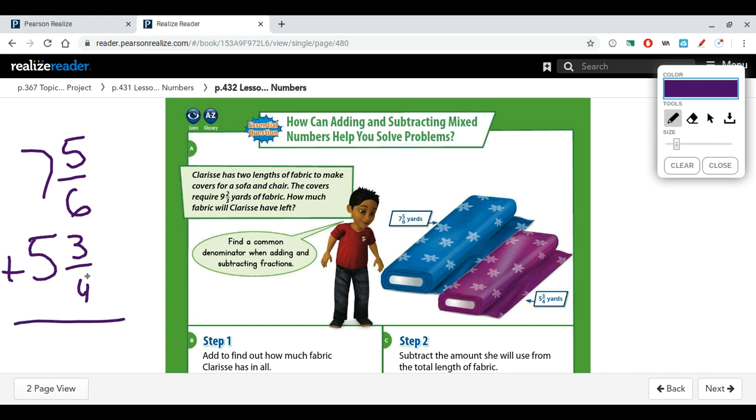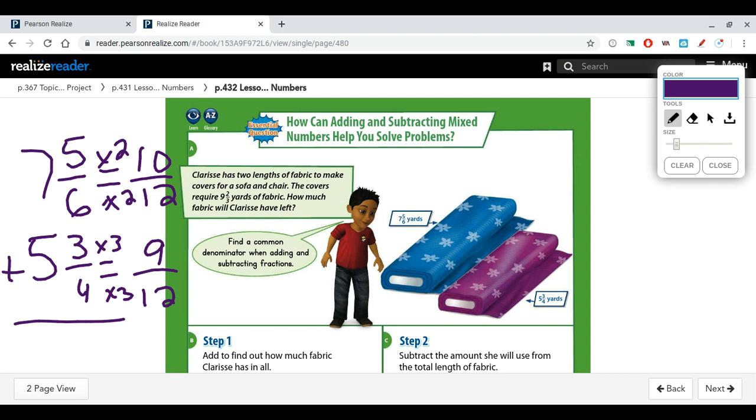Common denominator is going to be 12. So last time I just multiplied 3 times 8. This time the smaller common denominator is going to be 12. I get that with 4 by multiplying by 3. So 3 times 3 is going to be 9. For 6, I get that by multiplying by 2. So 5 times 2 is going to be 10. So when I add those together, 10 plus 9 is going to be equal to 19 twelfths.